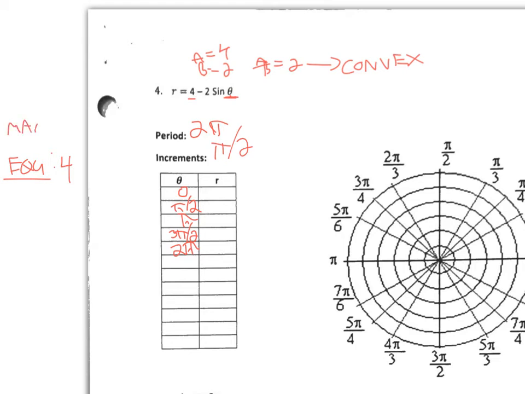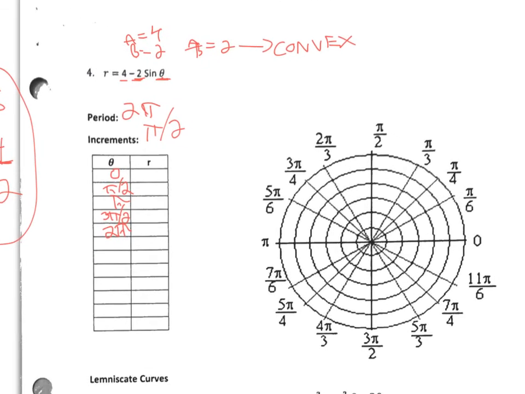The max, we're going to add the amplitude to the equilibrium. The amplitude is the B value, which is 2. So if I add 2 to the 4, I get 6 for the max. I take away 2 from the equilibrium, so I'm going to get 2 for the minimum. For this, the only values we're going to get for R are 6, 4, and 2. So we're only going to have points on the 2nd, 4th, and 6th circles on the polar graph.